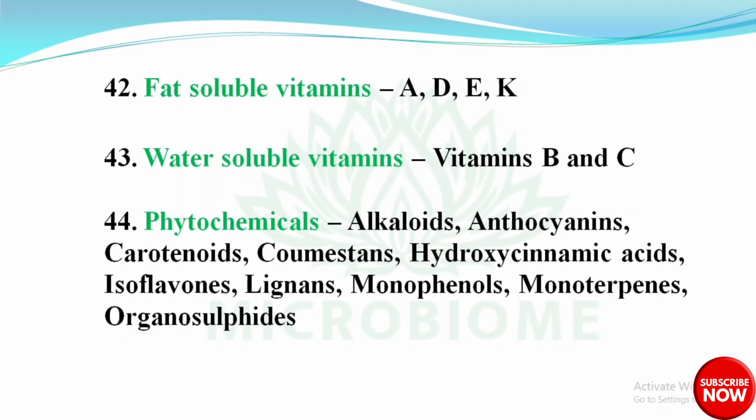And next, vitamins A, D, E and K come under fat-soluble vitamins. Then vitamins B and C are water-soluble vitamins. Then phytochemicals: alkaloids, anthocyanins, carotenoids, coumestans, hydroxycinnamic acid, isoflavones, lignans, monophenols, monoterpenes and organosulfides.